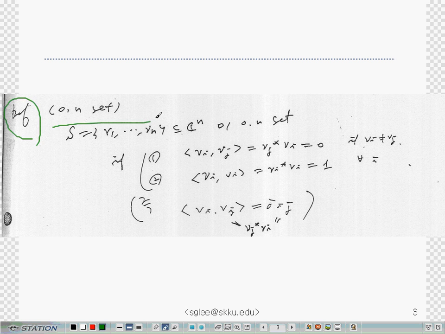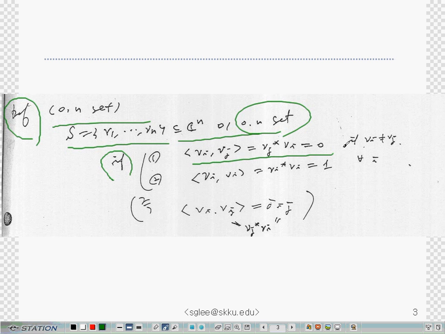First definition, orthonormal set, ON set. The set of vectors is called an ON set, orthonormal set, if they are orthogonal, that is, different vectors are orthogonal, and the length of each vector is 1. We can just write it down as a Kronecker delta for the inner product of 2 vectors in the set. So we now have the orthonormal set.